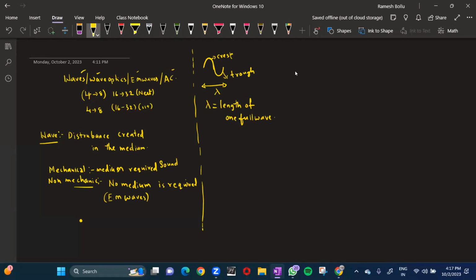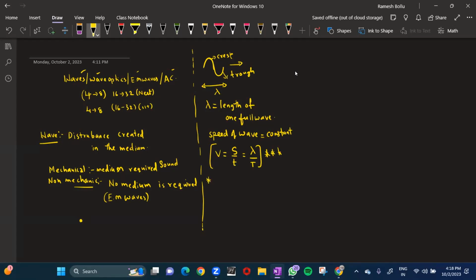You know, in any medium, the speed of the wave is always constant, children. So you can write one statement: the speed of wave always remains constant. And the speed of the wave we can define as the total distance traveled divided by time taken. The total distance traveled in one complete oscillation is nothing but one wavelength, and the time taken to complete one full wave is nothing but the time period. This is the relation between speed of wave and wavelength.